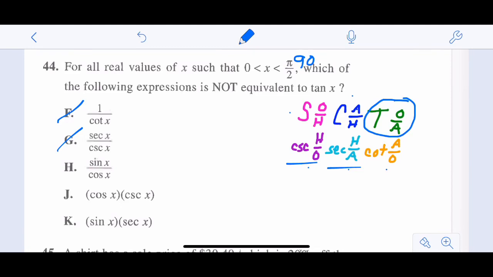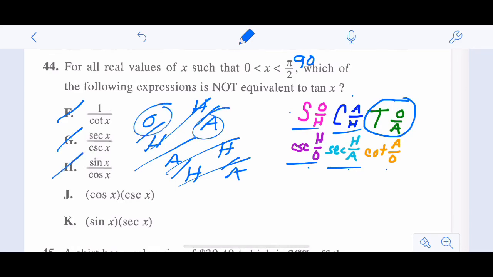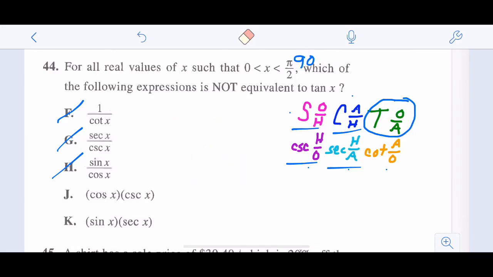So sine, opposite over hypotenuse. Cosine is adjacent over hypotenuse. So multiply hypotenuse adjacent again. And so these all cancel. So we have opposite over adjacent again. So that is also equivalent to tangent of x.